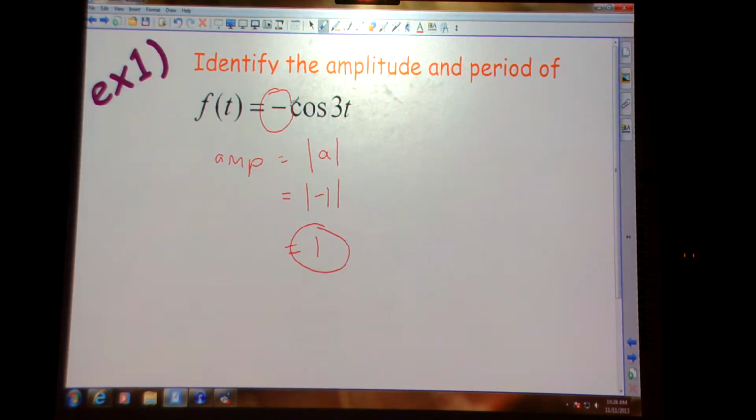Which makes sense because that's just a reflection. There is no stretch or shrink. It's just normal 1. So now let's look at period. It is given by 2 pi over b. So in our case, 2 pi over our b, which is 3. There we go. So it completes one whole cycle in 2 pi over 3.